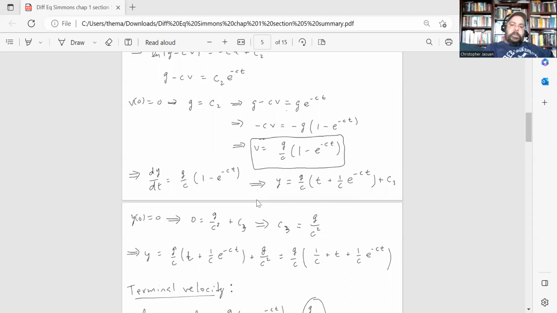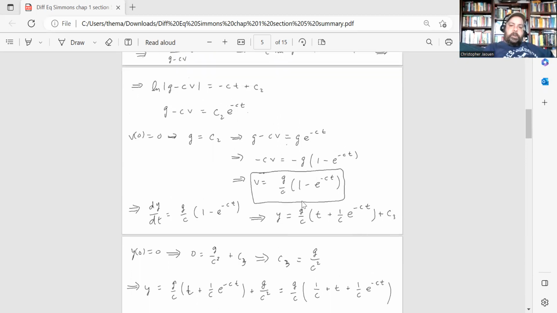He doesn't actually do this part. He just says you can do it, but I went ahead and did it so you can see what the position equation looks like. All right, so there are some interesting properties here of these equations. Notice that as t goes to infinity, the velocity approaches a limiting value. The limiting value is g over c, which is known as the terminal velocity.